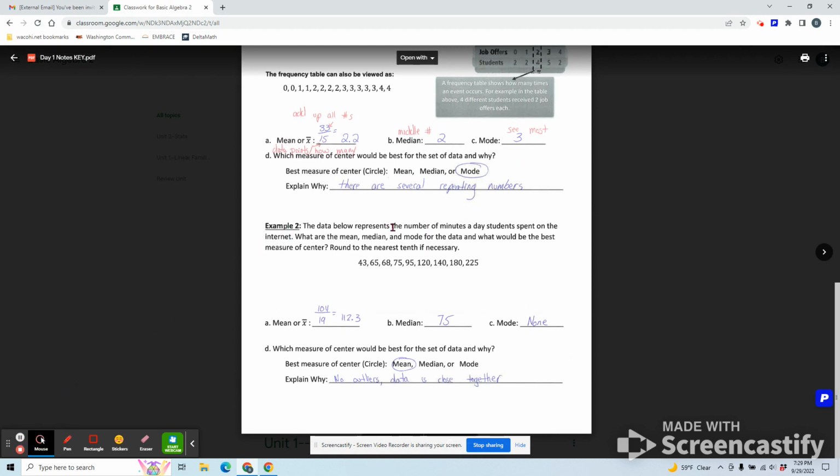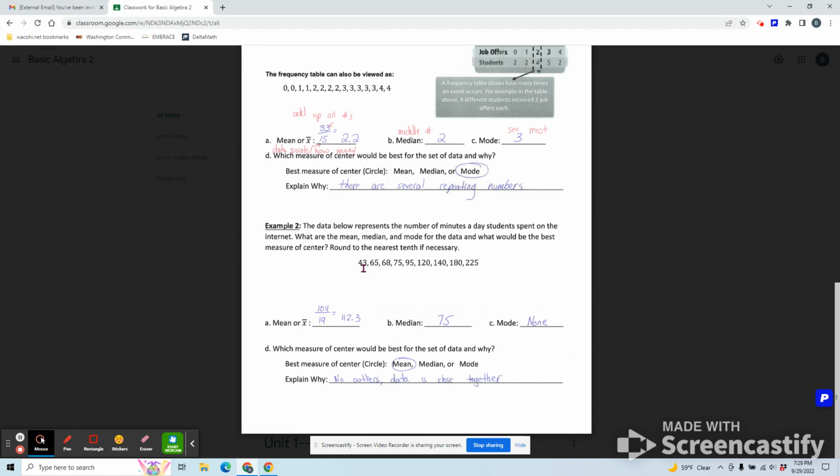So example 2. Now my numbers are getting a little bit larger, which is okay. And I'm trying to find how many minutes a day a student spends on the internet. So I find the mean: I add everything up, 1011 divided by 19 is 112.3. The middle number is 75, and for the mode, there is no number that repeats, so I'm writing none. Don't leave it blank, that means you skipped it, and don't write 0. 0 represents something. That means 0 minutes, in this case 0 minutes on the internet. So if there is no mode, you're writing none.